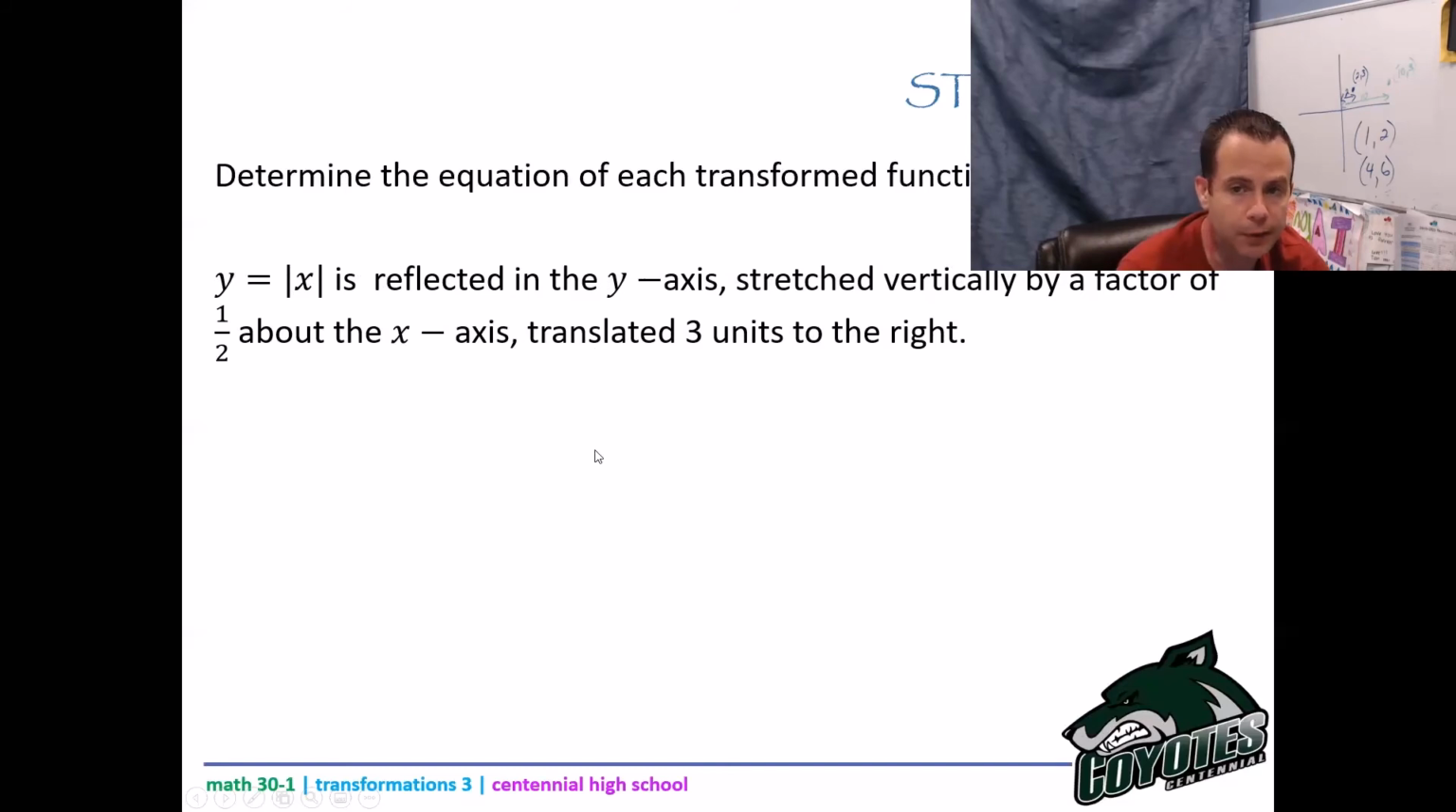So again, because there was a negative first, I have to have that inner set of brackets there when I'm building the equation. So I've got 1/2 f of negative bracket x minus 3.